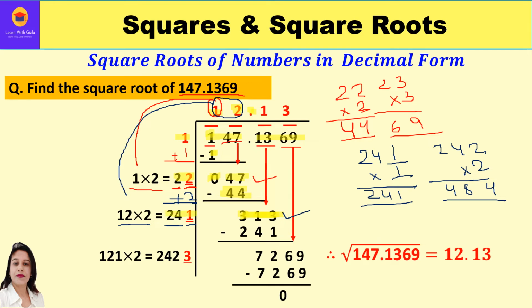So my divisor is 241. I can multiply by 1. I will get 241 as the product, and I will find the difference. 313 minus 241, I will get 72. Further bring down 69, the next period. Now this is our new dividend. 7269 is our new dividend, which we have to solve.